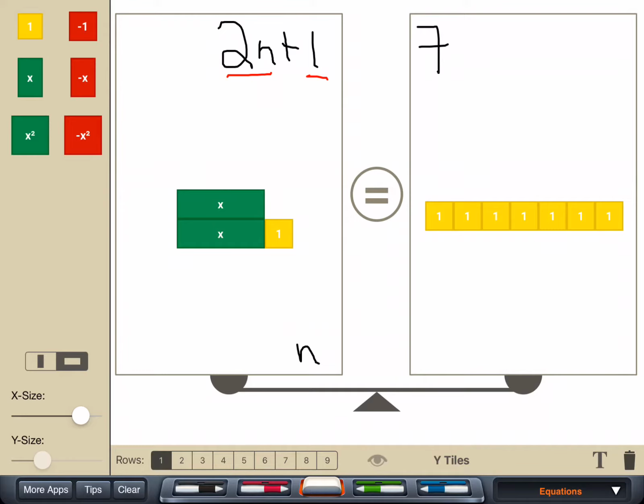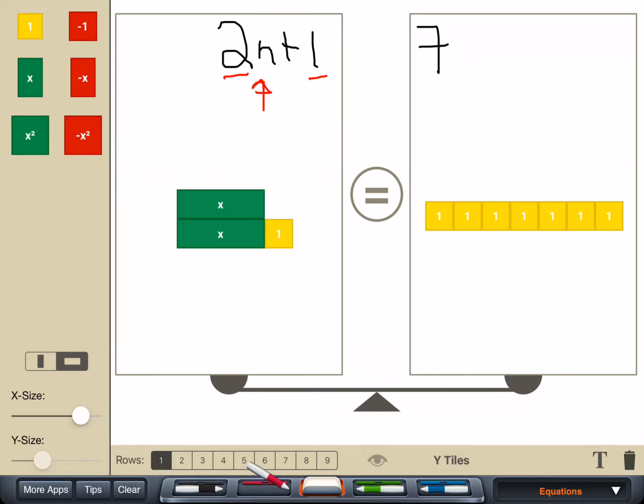Unlike the one-step equations, here in the two-step equation, we have to decide, do I get rid of the 1 first or do I get rid of the 2? So we're going to work from the outside in. Our goal is to isolate the variable right here. So we're going to go to the outside, what is furthest away from n, and that's the addition of 1. We're going to deal with that first, and then we'll get rid of the 2.